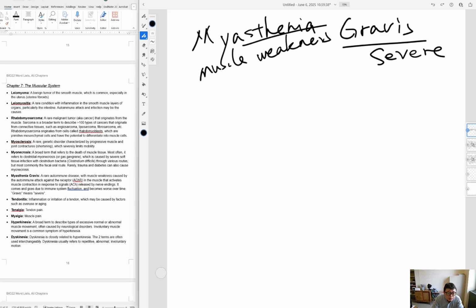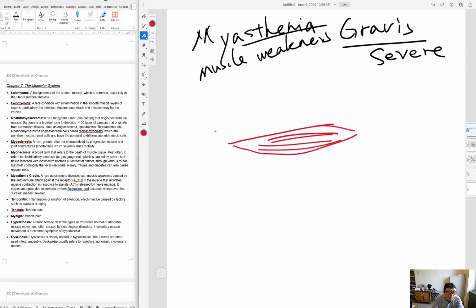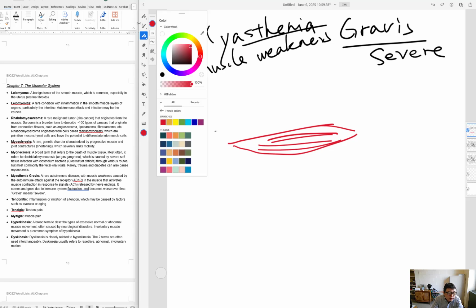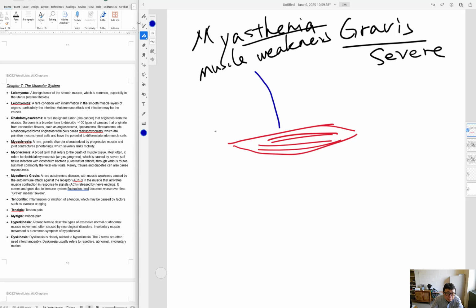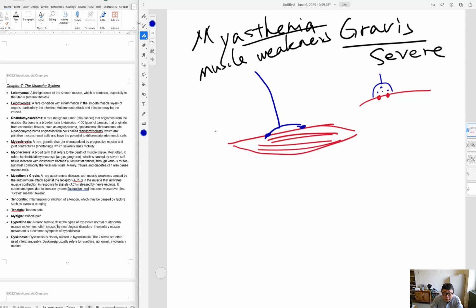It's an autoimmune disease. Let's say this is a muscle, and how do you activate a muscle? A nerve comes to activate the muscle, and between the muscle and the nerve there is a special synapse. On the muscle side, there are receptors to sense the neurotransmitter, which is called acetylcholine or ACh, and the receptor is called the ACh receptor, AChR.